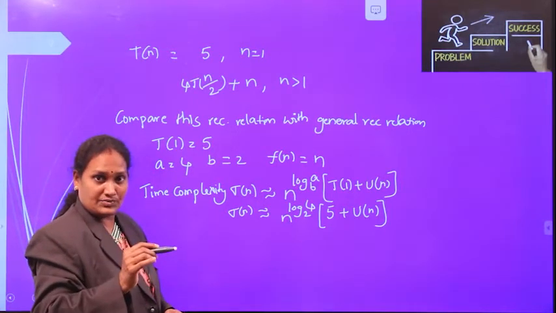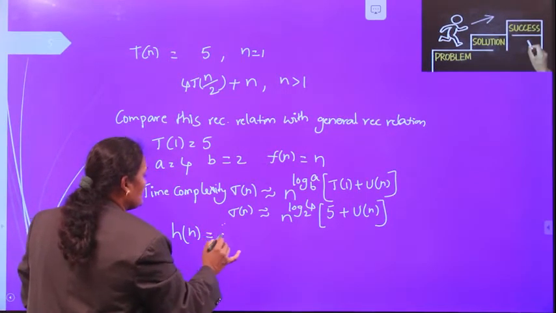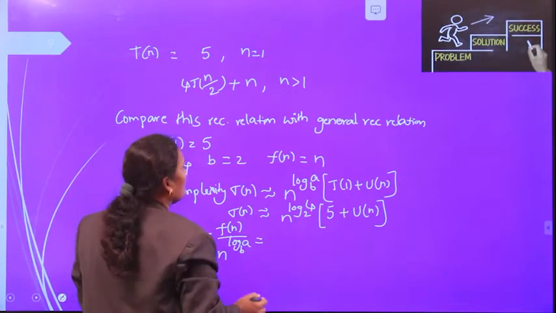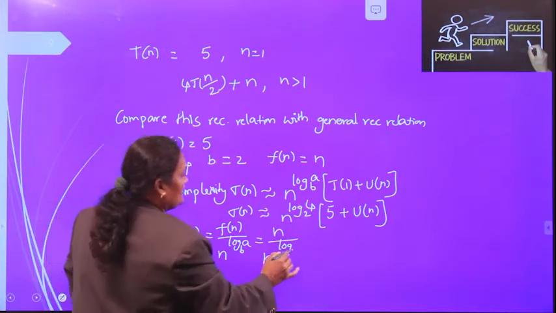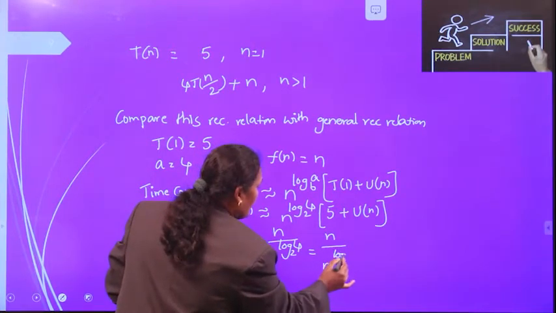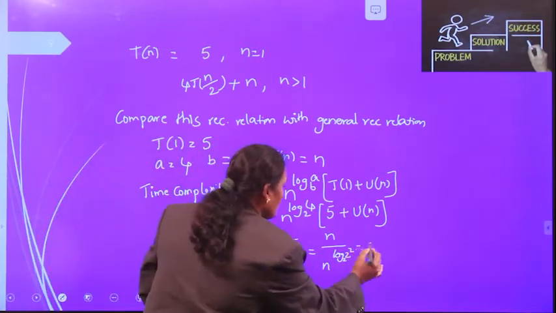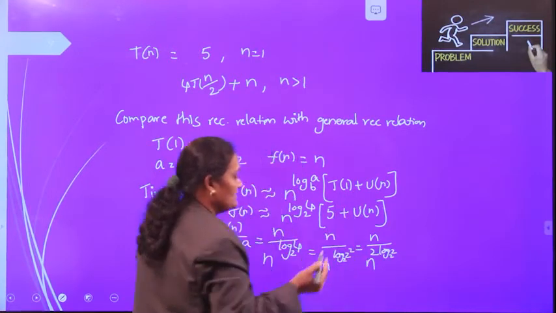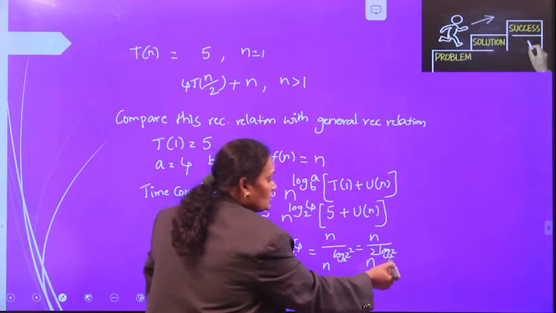For finding the value of u of n, you need to find the value of h of n first. Now how to find h of n? h of n is equal to f of n by n power log a base b, which is equal to n by n power log 4 base 2. Now how to simplify this? n by n power log 2 square base 2. Here I can write 4 as 2 square. Now this can be written as n by n power 2 log 2 base 2. That is, log 2 square can be written as 2 log 2, so that's why I have written 2 log 2 base 2.